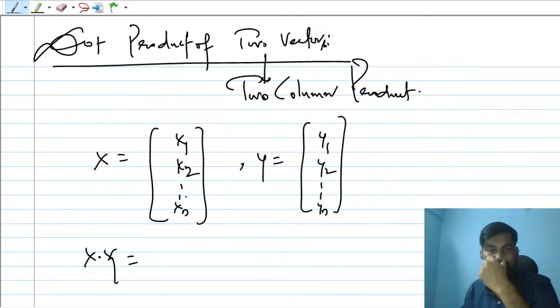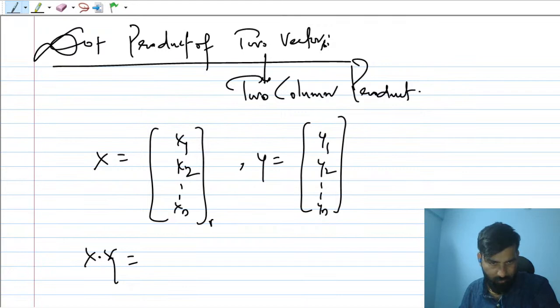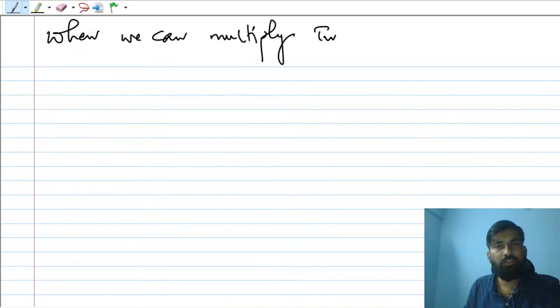Okay, because you can't directly multiply these two column vectors. They have the dimension n cross 1. The size of these two matrices is this, and when can you multiply two matrices? When the number of columns of the first matrix matches the number of rows of the second matrix. That is a very important condition for multiplying two matrices.